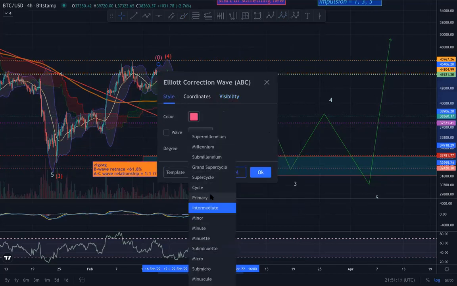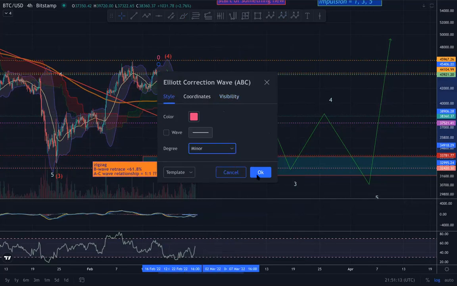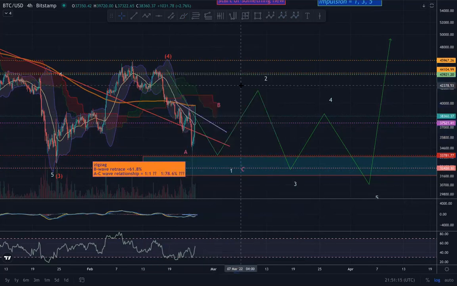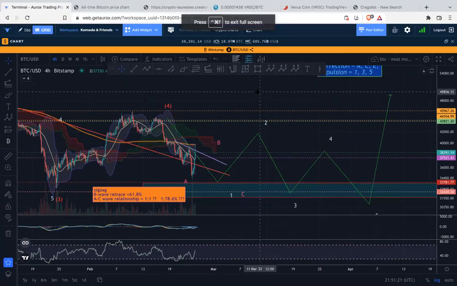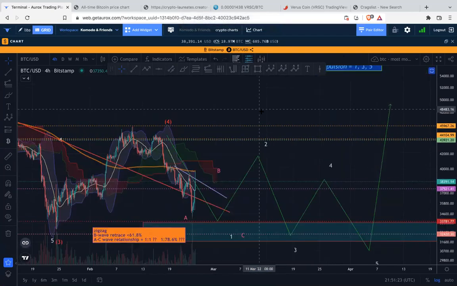And we're going to make it a minor degree, and there you go. So we don't know, but that's what we're going to play with now. Let's save that for now. Good, and jump right into it again.